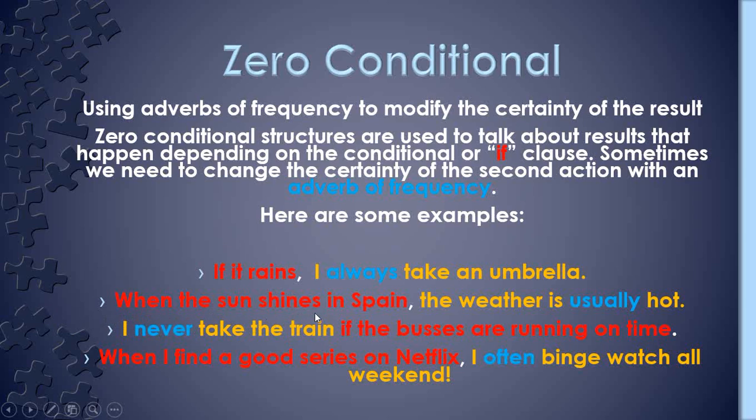When the sun shines in Spain, the weather is usually hot. Now look here, the certainty changes. It's not 100%, but it's like 70%. I never take the train if the buses are running on time. Look, in this part, the word never means 0% certainty. I never take the train if the buses are running on time.